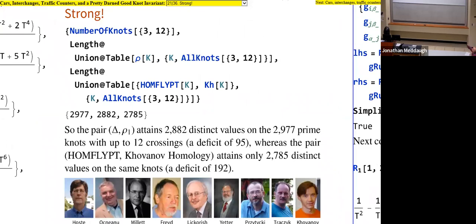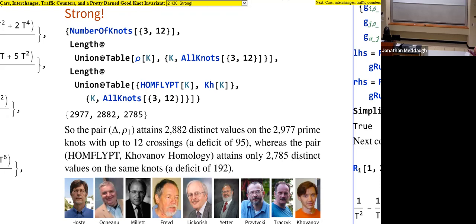And now I want to tell you that it's strong. So I have the computer print the number of knots with up to 12 crossings. This is data that's available to the package that I loaded at the beginning, okay? And then I make a table of the values of rho and check how many distinct elements there are in it. And then I make a table of the value of the HOMFLY and Khovanov homology taken together for knots with up to 12 crossings, and the computer prints out these numbers, which means that there are 2,977 prime knots with up to 12 crossings.